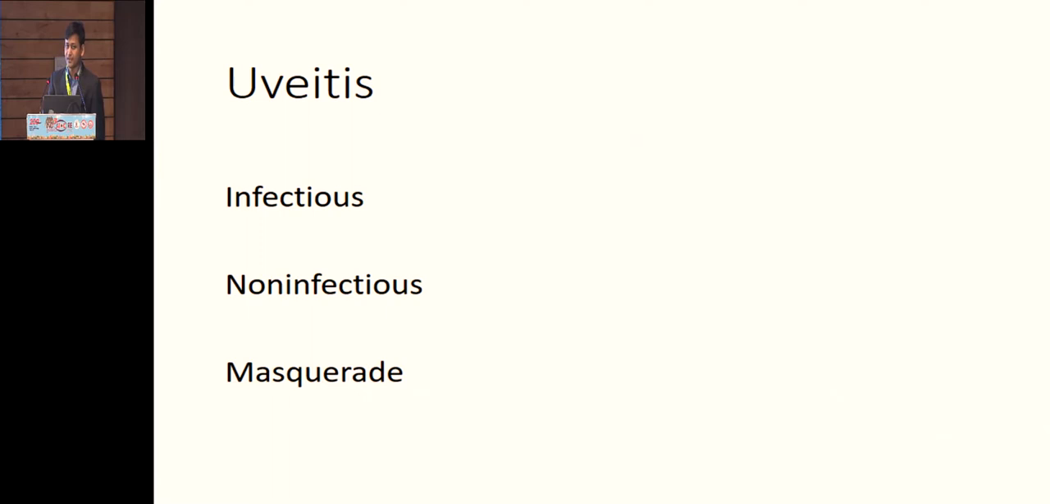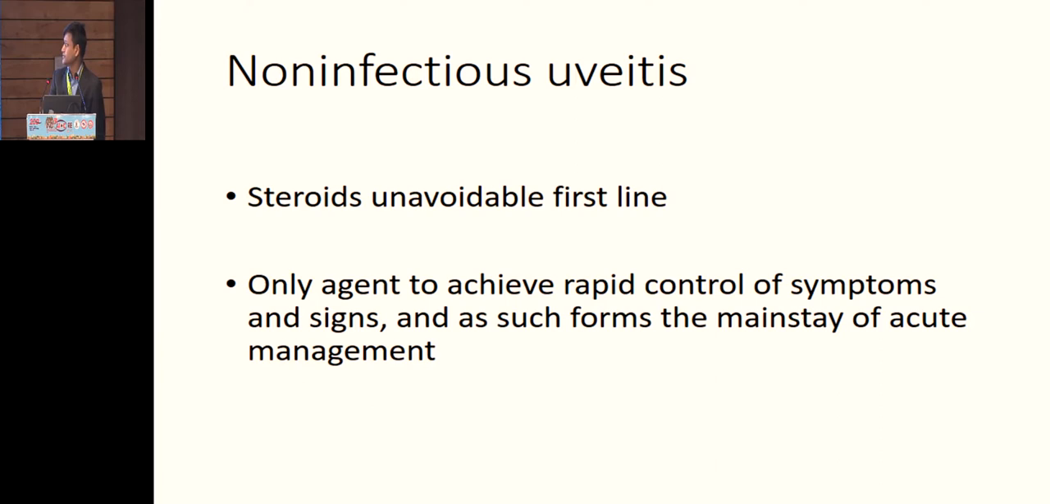So in this region, we tend to use immunosuppressives a lot more. First of all, we need to speak about steroids, because in any case of non-infectious uveitis, steroids are the unavoidable first line, whether topical, periocular, or systemic, depending on whether it's anterior, posterior, or panuveitis. As of now, it's the only agent that achieves rapid control of symptoms. So steroids are not something we'll eliminate in the near future.